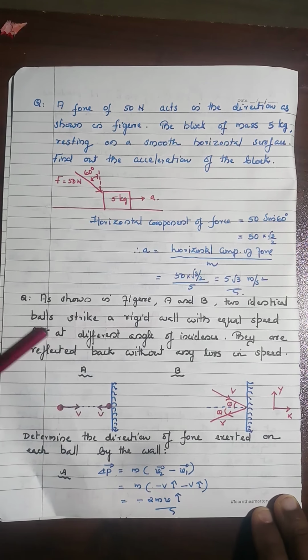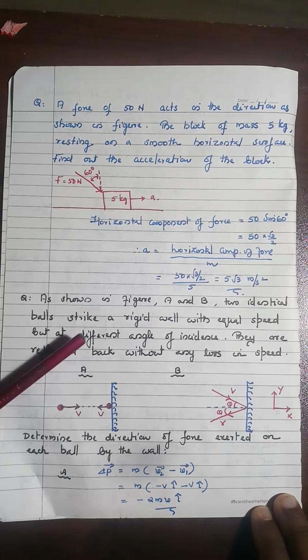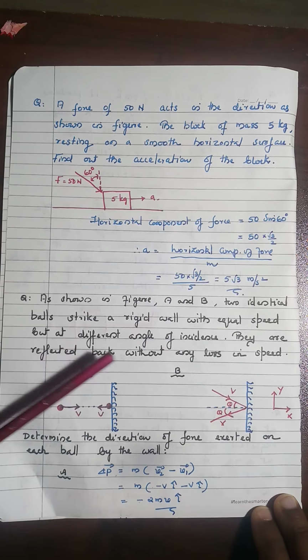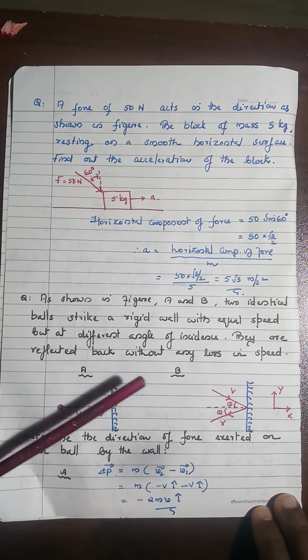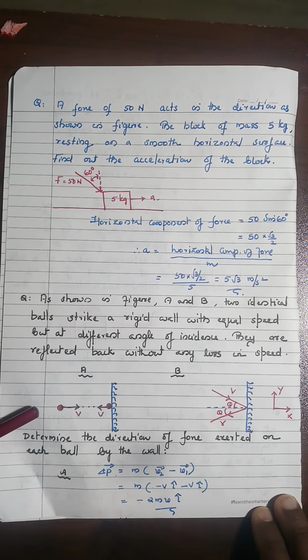Another very good question. As shown in the figure, A and B, two identical balls strike a rigid wall with equal speed but at different angles of incidence. They are reflected back without any loss in speed. Look at the two figures. If you just consider figure A, the 180 degree deflection has happened.